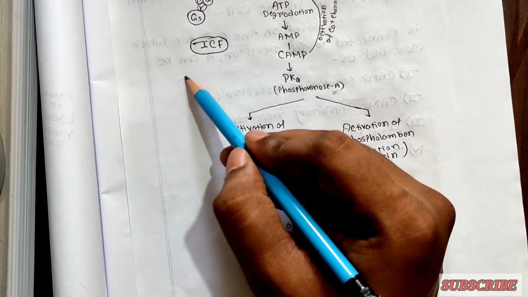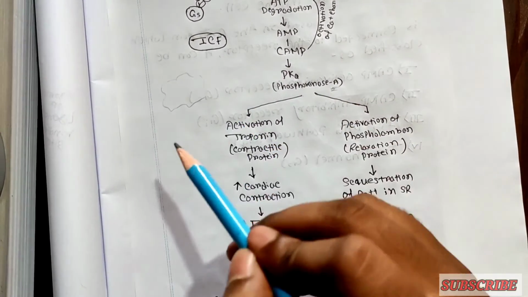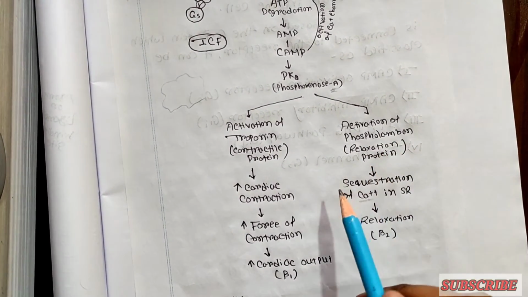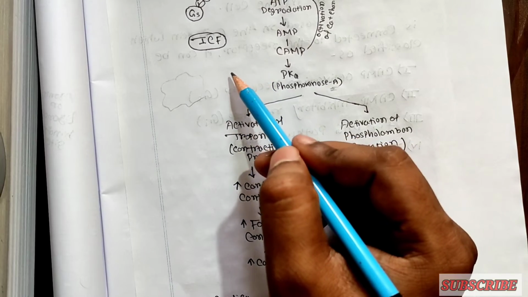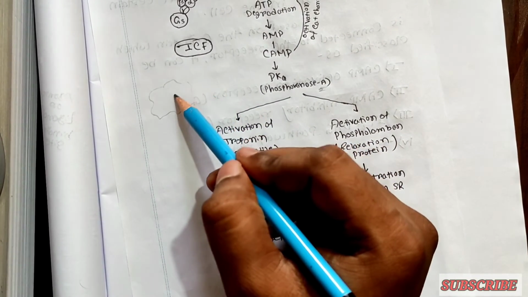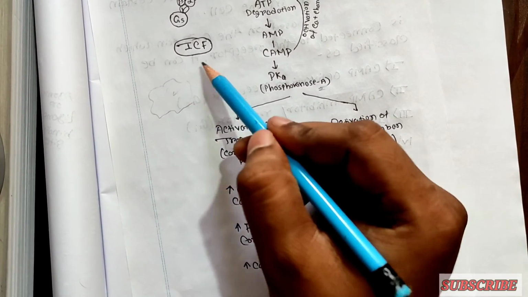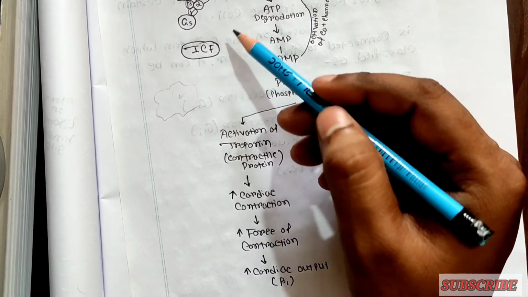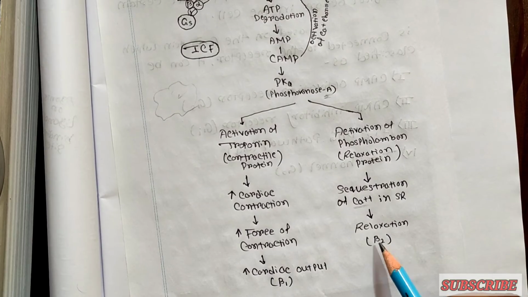Inside the cell we have the sarcoplasmic reticulum, right? If phospholamban is activated, then what will it do? Calcium ions transfer inside the sarcoplasmic reticulum, the number of calcium ions in the cytoplasm decreases, and it will further relax the smooth muscle.